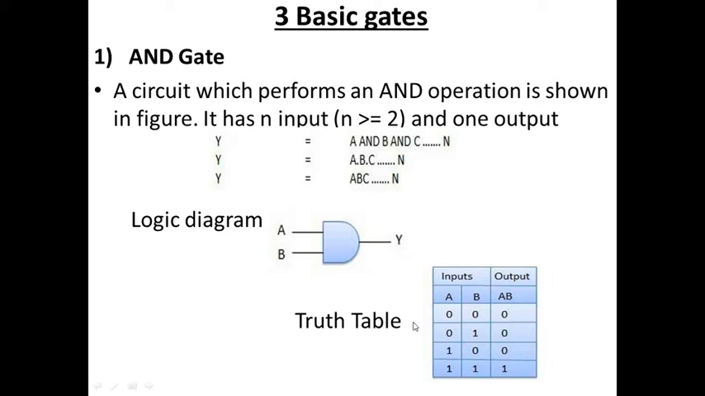This is a truth table. Two inputs, four combinations. Output is A into B. 0 into 0 is 0. 0 into 1 is 0. 1 into 0 is 0. 1 into 1 is 1.